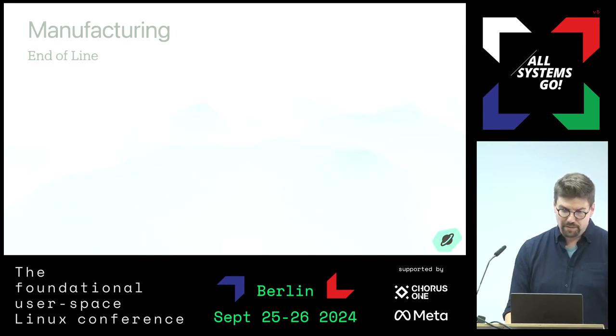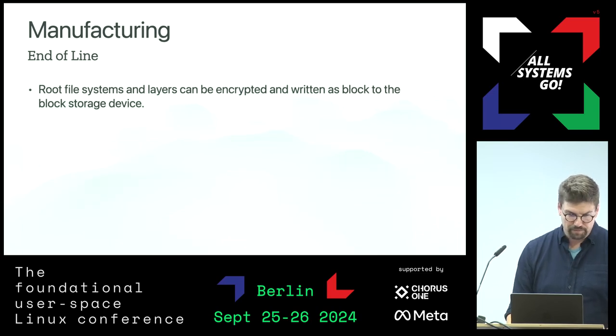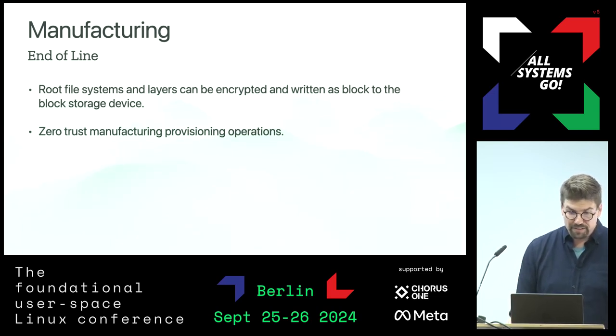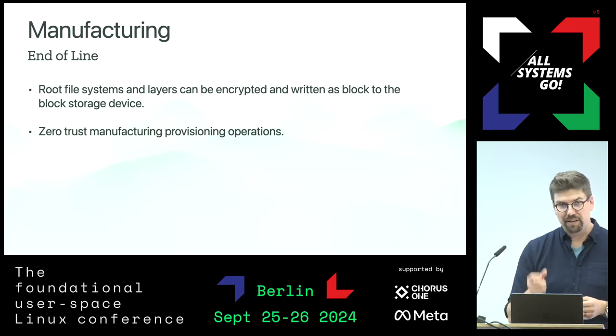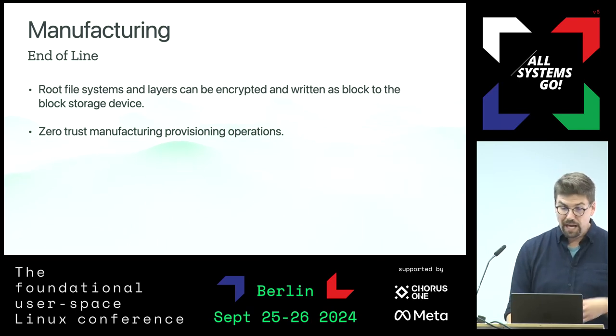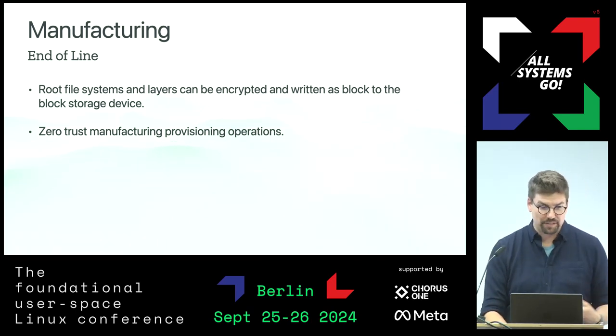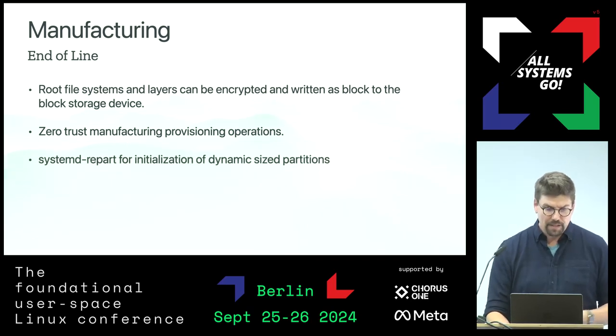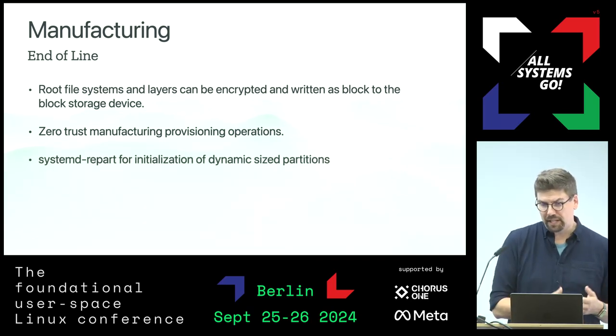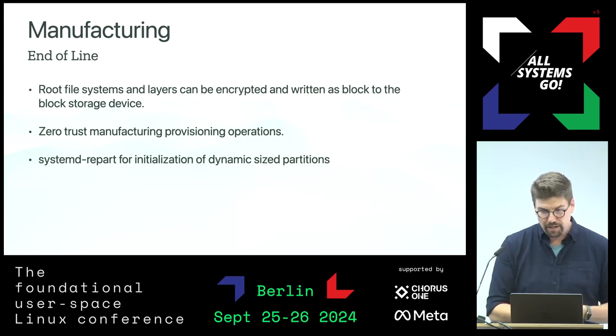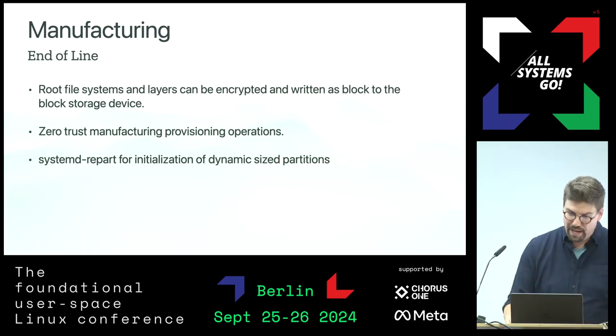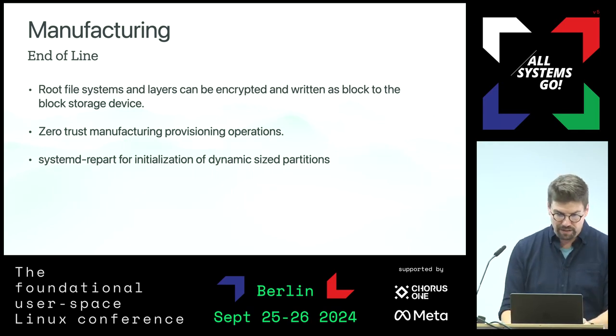Let's take a quick look at some of the manufacturing benefits that we're looking to propose. In manufacturing, the root file systems and layers can be encrypted and written as block devices. This is part of the benefits of being able to do things a little offline, and that allows us to do more zero trust manufacturing. That means that we can use public key infrastructure to pre-encrypt these devices and then write that as a single pass instead of doing it in an online conversational manner. And we'll use systemd-repart to ensure that when you boot the system, you're not having that manufacturing time write a lot of zeros or anything like that.